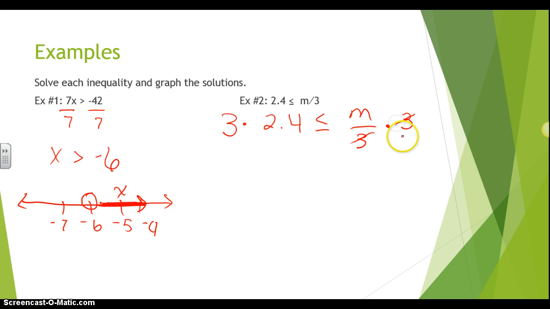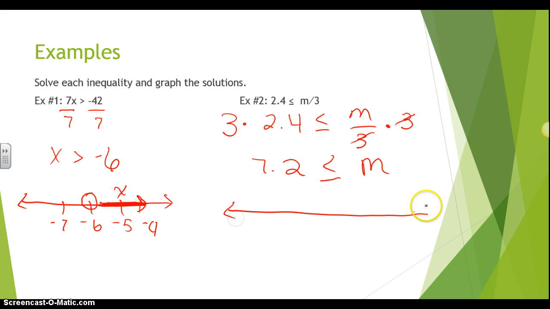These 3's cancel on the right side, so I'm just left with m on the right. 3 times 2.4 is going to give me 7.2. So what I have here for when I solve this inequality is 7.2 is less than or equal to m. So now I need to graph this. So 7.2, here it is. I can label that 7.2. It's going to be a closed circle because it's including that.